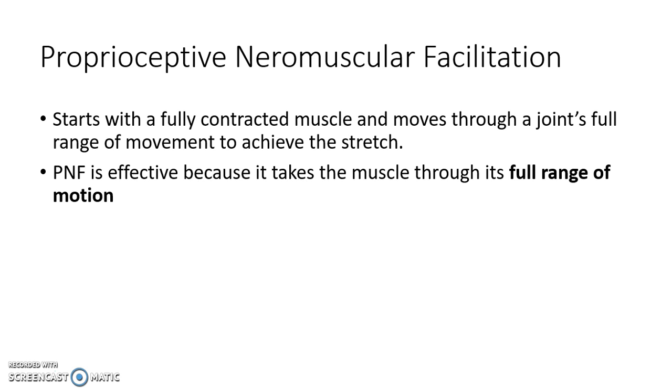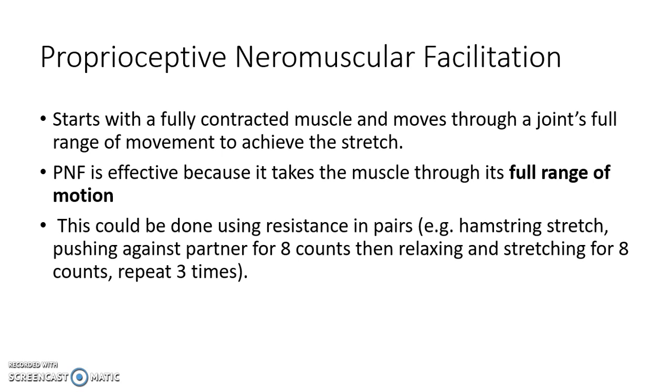So PNF is effective because it takes the muscle through its full range of motion, from full contraction, easing it slowly through to full extension, which then helps to really push that extension and elongate those muscle fibres. So this could be done using pairs. We've done PNF before where one of us lies on our back and the other partner pushes against your leg. So you push against your partner for 4 seconds and then you breathe out and relax as your partner presses your leg further down. So you could do that with a partner. You could even do that with a resistance band if you're stuck without any friends.